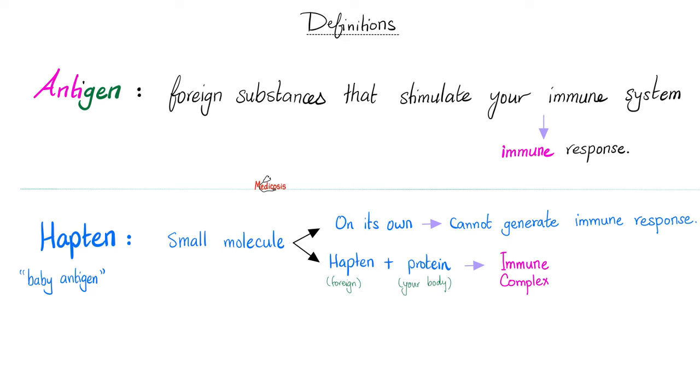What's an antigen? It's a piece of the bacteria. Why do you call it antigen? Because it will generate an antibody against it. Oh, I get it. It's a foreign substance that stimulates your immune system, triggering an immune response. What's a hapten? It's a baby antigen. On its own, it cannot trigger an immune response. But hapten plus protein, now this can trigger an immune response.